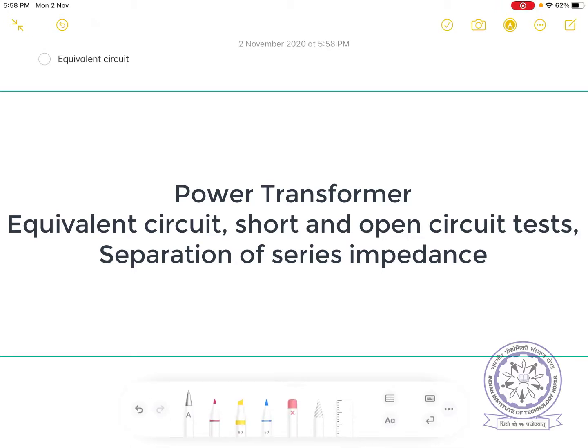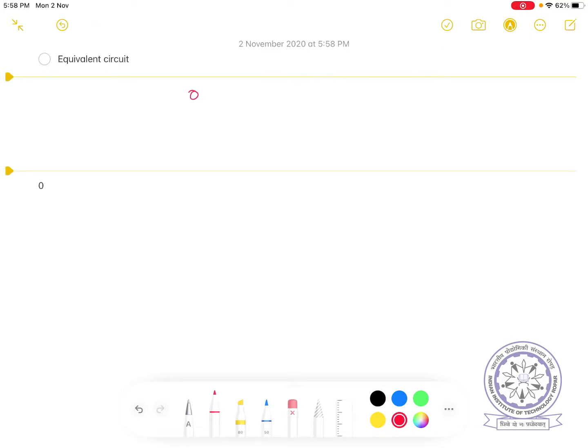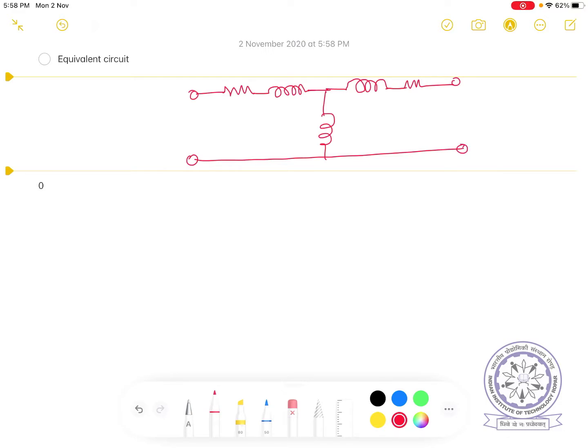The equivalent circuit can be derived as, for example, you will have a series resistance and an inductance representing leakage, and then again in the secondary side, resistance and inductance representing leakage. These quantities are referred to one winding, that is, primary side or secondary side, whichever it is. So this is a typical equivalent circuit of a transformer referred to one of the windings.